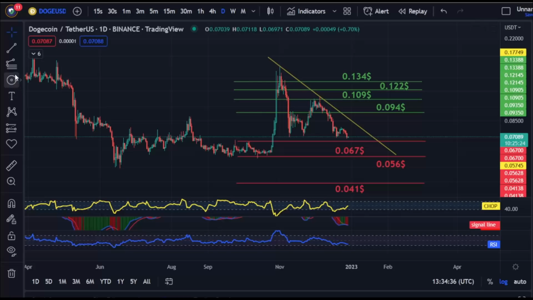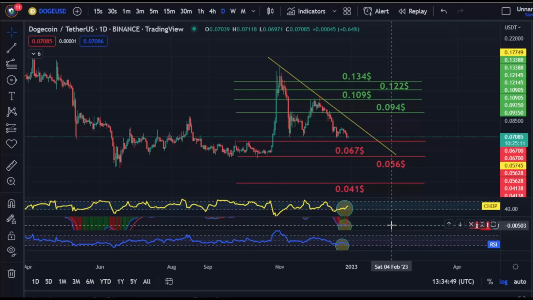Please look at the CHOP index, where we can see that there is more and more energy. The MACD indicates a downtrend, while the RSI shows that we are moving at the lower end of the range in places where price increases often occur.